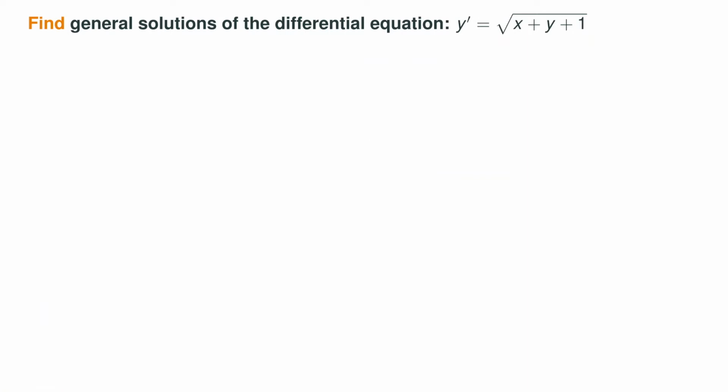Now this next differential equation is neither linear nor separable, and particularly as we look at what's inside the square root, we can see that it works very well for a simple substitution. Let's let v be equal to x plus y plus 1. Now if we substitute that here, we'll get the square root of v.